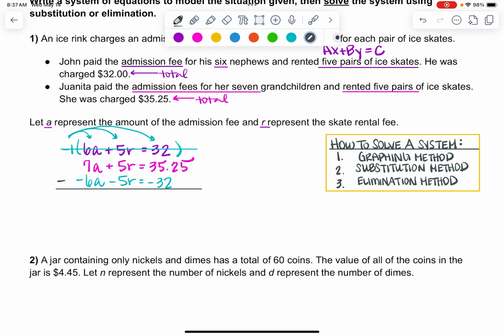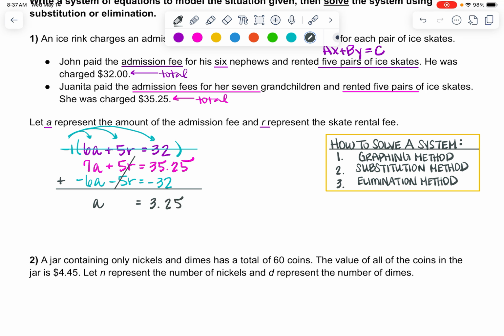And so now I'm going to use the elimination method and I'm going to add vertically. So 7 A's minus 6 A's is going to give me 1A. The R's cancel out or eliminate themselves exactly as I wanted them to. And then I'm going to subtract the 35.25 and -32, so that's going to give us $3.25.